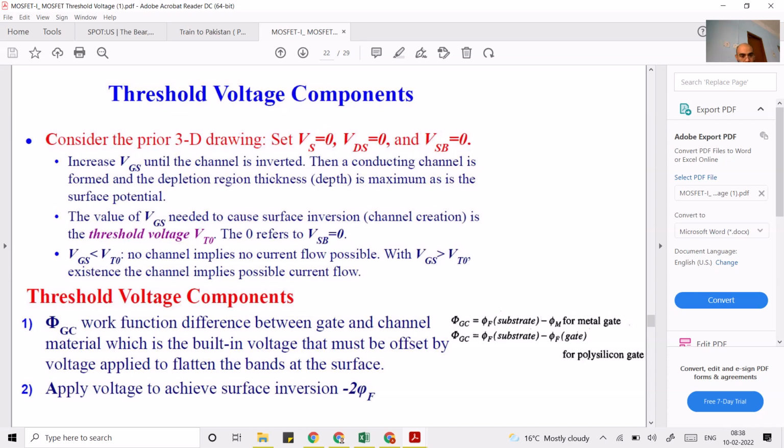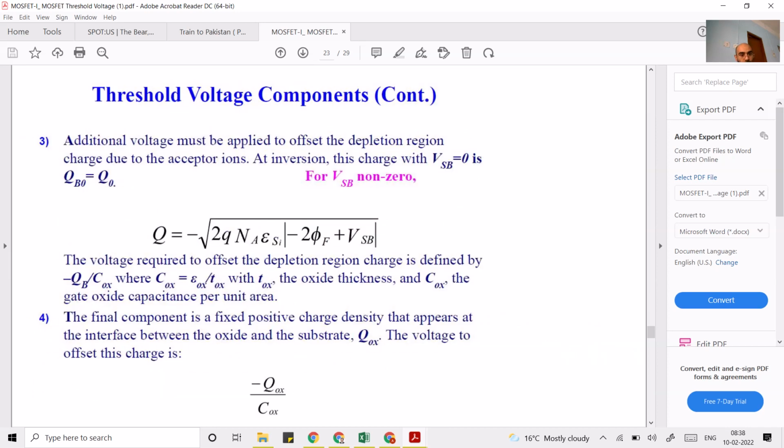So this is what the reasons are, and then let's move on to the fourth component. Up till now we have seen three reasons: work function difference, then the depletion region formation, then the surface inversion formation. So these three components are responsible for the threshold voltage up till now.